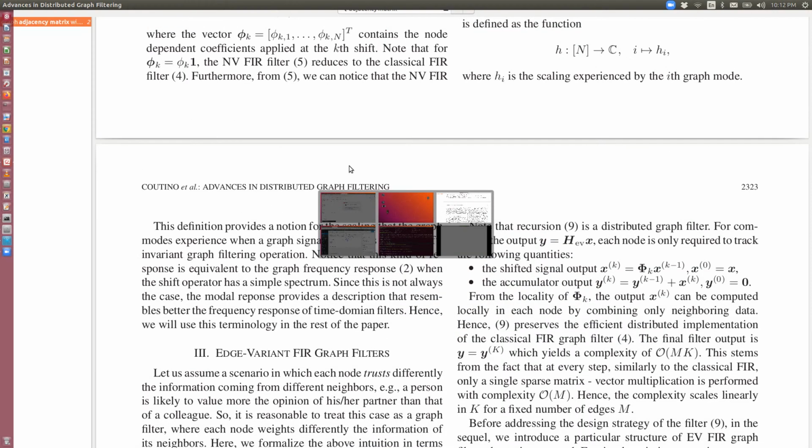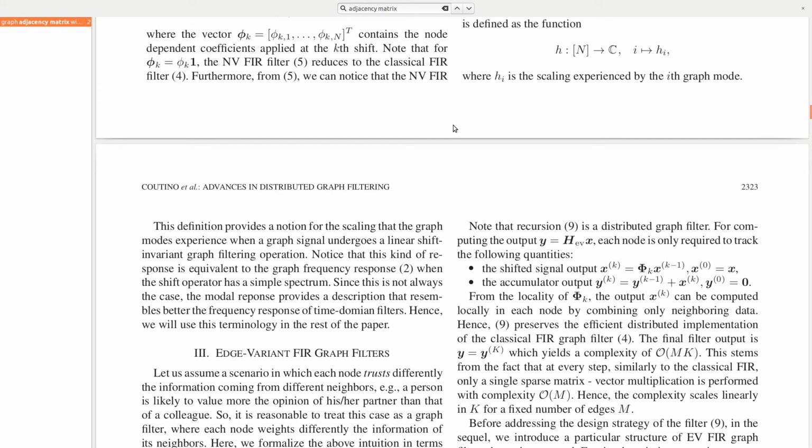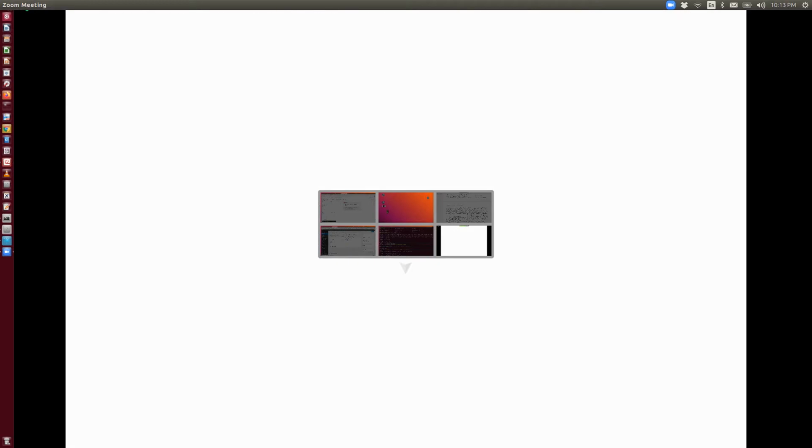Hi there. I'd like to continue to talk about this paper about distributed graph filtering. It's graph signal processing, and just a quick review: the setup we have is this so-called graph filter, which basically starts with a graph.